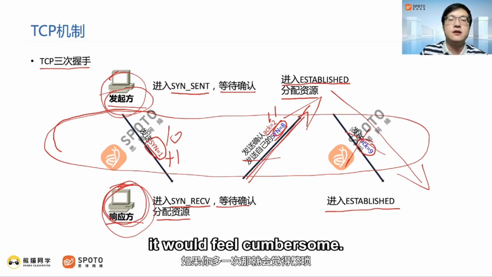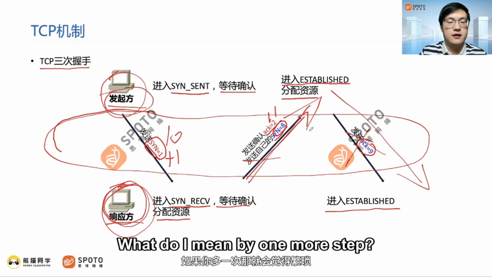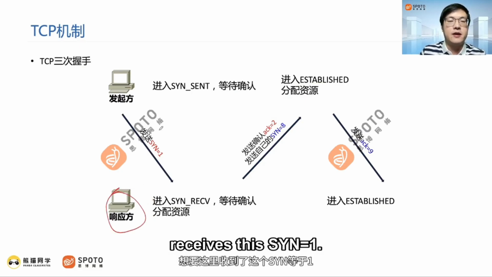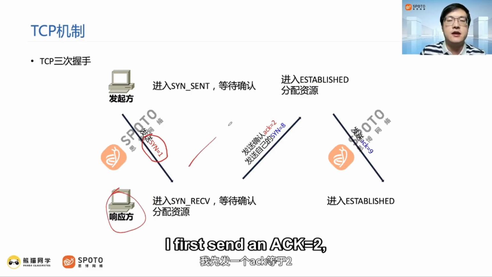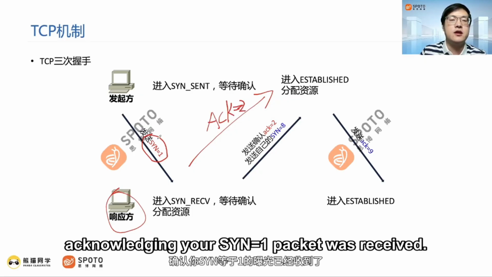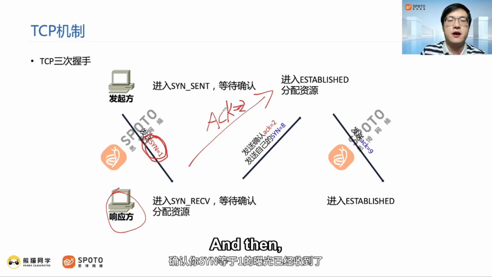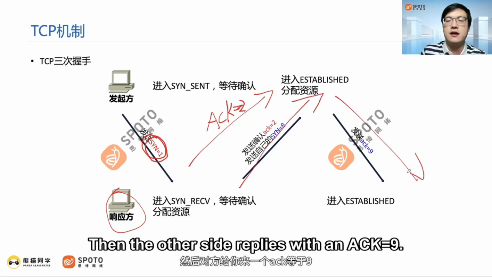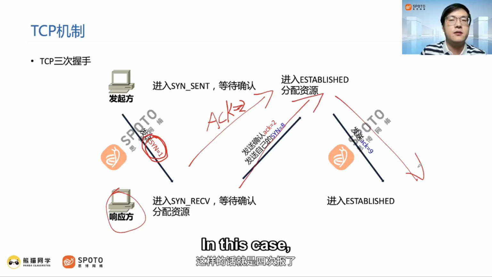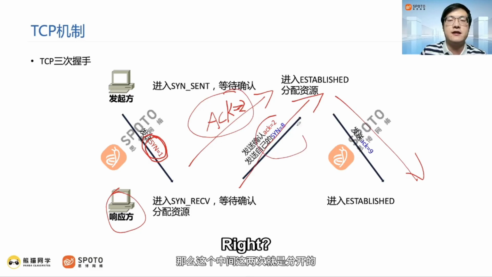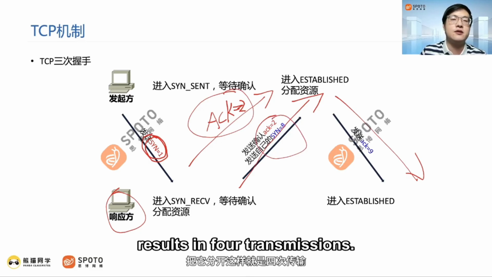If you had one more, it would feel cumbersome. What do I mean by one more? For example, the responder receives this SYN equals 1. I first send an ACK equals 2, acknowledging your SYN equals 1 packet was received. And then, send my own SYN equals 8. Then the other side replies with an ACK equals 9. Right? In this case, these two middle steps are now separate. Splitting them apart results in a 4-way handshake.